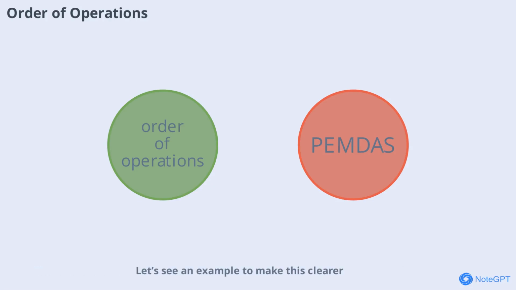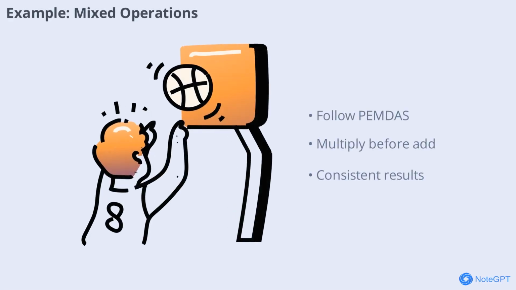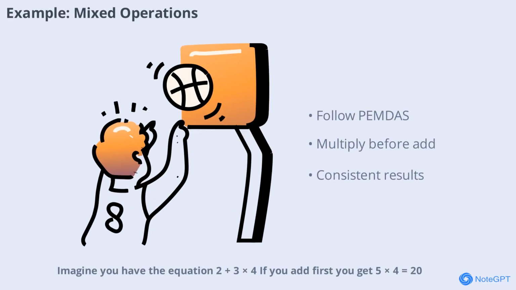Let's see an example to make this clear. Imagine you have the equation 2 + 3 x 4. If you add first, you get 5 x 4 = 20. But if you follow the order of operations, you multiply first. 3 x 4 equals 12, then add 2, so the answer is 14. This example shows why the order of operations is so important. It keeps calculations consistent and prevents confusion.